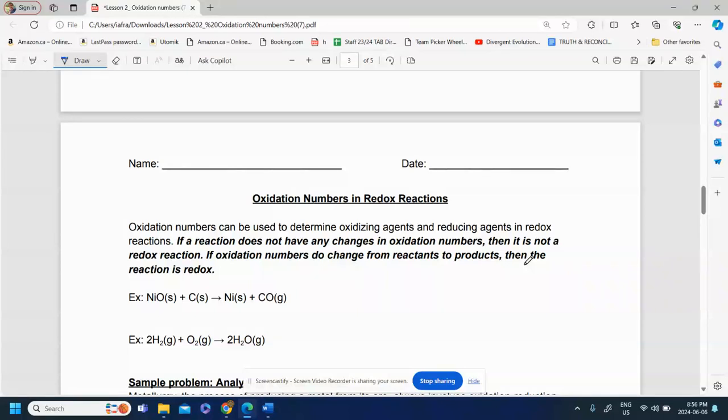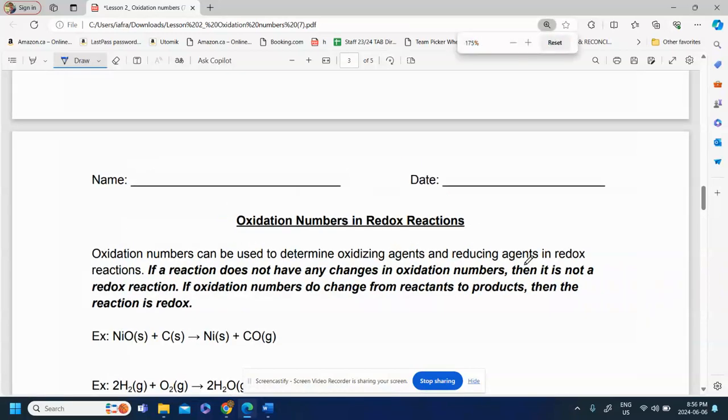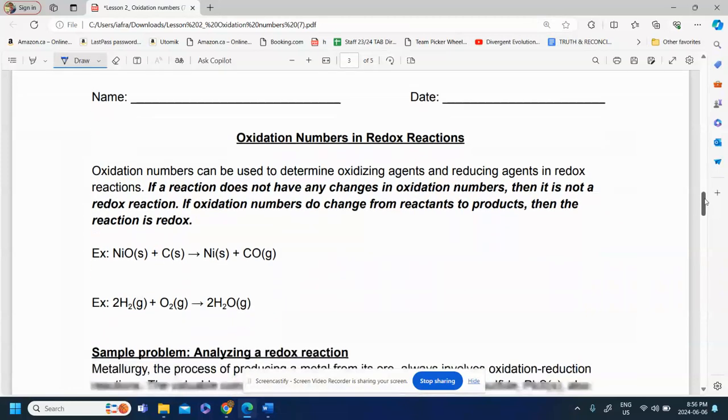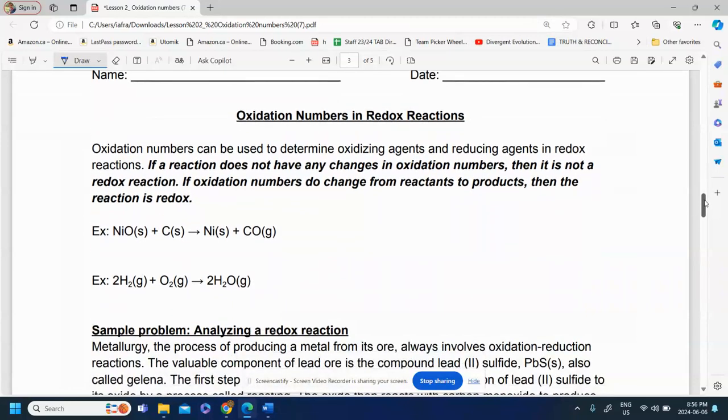In this video, we're going to see how to use oxidation numbers to help us predict if a reaction is a redox reaction or not. All you have to do is find the oxidation numbers of the reactants and the products and compare to see if there are any changes. If there are changes in the oxidation numbers of elements or substances within the reaction, from reactants to products, then you know that it's redox. If there are no changes, then it's not redox.